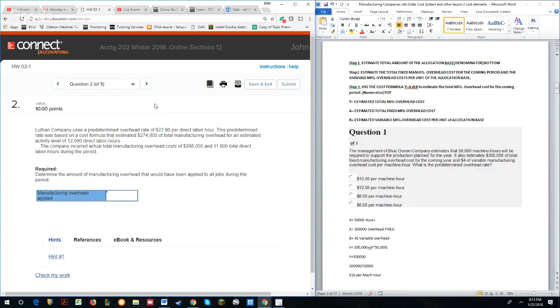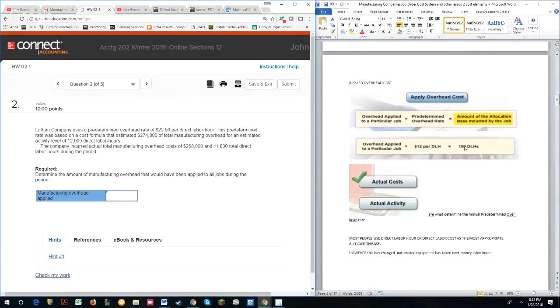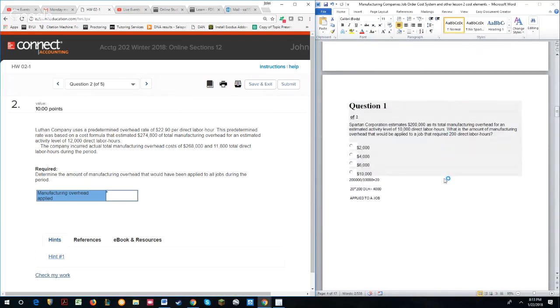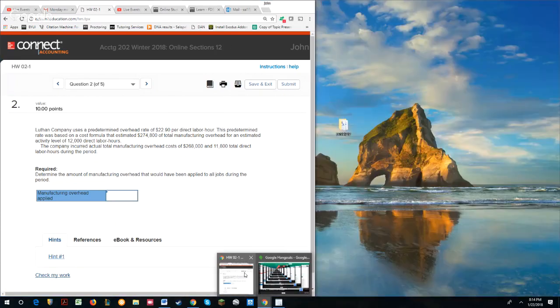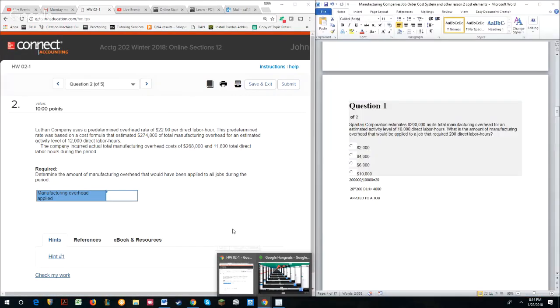So we use our base estimate numbers. They're actually asking for the manufacturing overhead applied. So that's this next set of notes I have here. Basically we take our estimated total manufacturing overhead divided by our labor hours. Let me pull up my calculator again.